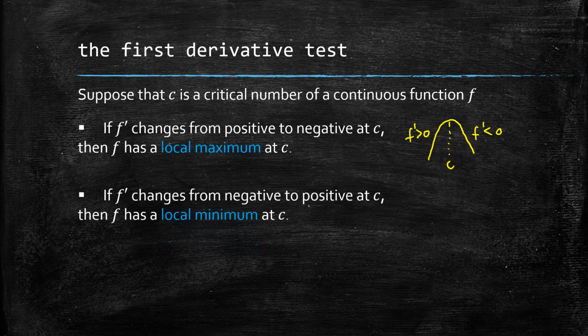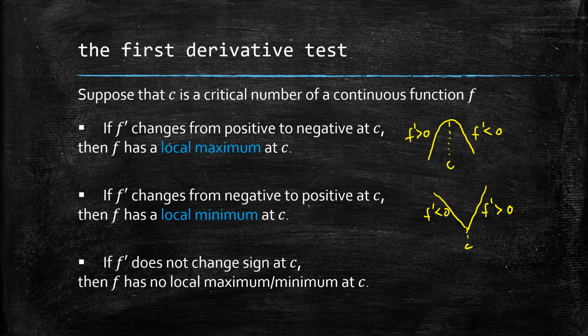In the same vein, if f prime changes from negative to positive at c, so f prime is negative on one side of c and positive on the other, then we have a local minimum. So what happens if it doesn't change sign? Well, we have neither a local max nor min. We see that to the left of c, f prime is positive, and to the right of c, it's also positive. The function is still increasing, so neither a local max nor min.